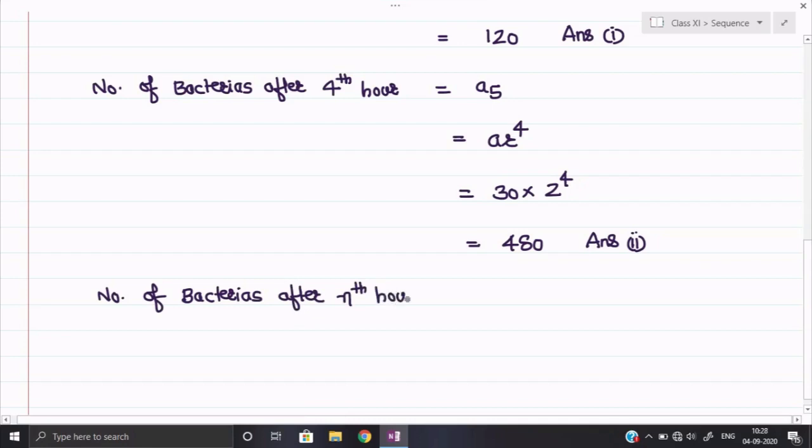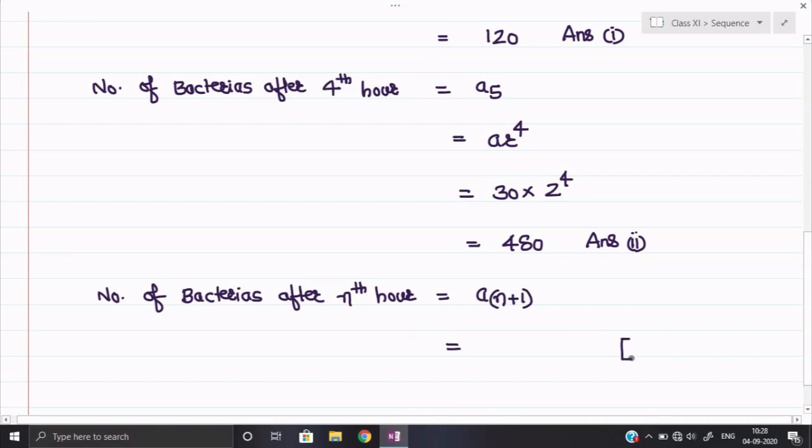Okay, so after the nth hour, how shall we find out? Observe the relation. After the fourth hour, if I want to find out, then here 5 is coming, right? Means it will be added by 1. In the same way, if I go with the same relation, I will write a n plus 1. I need to find out the value of a n plus 1.